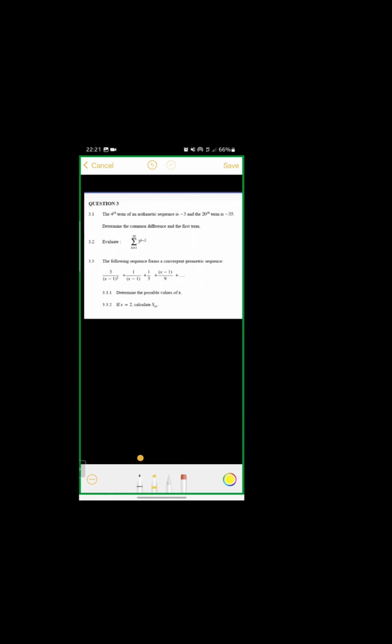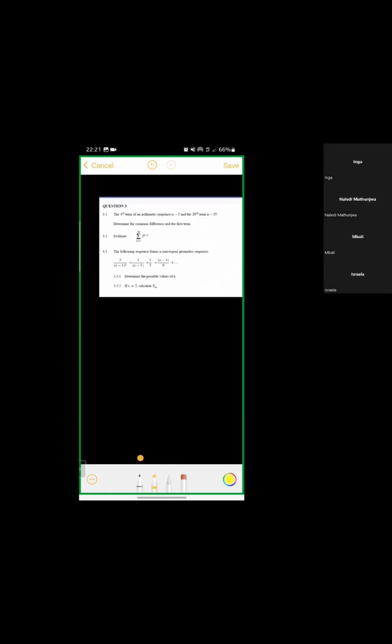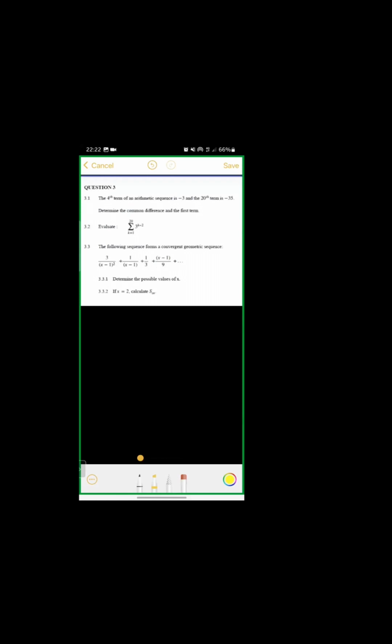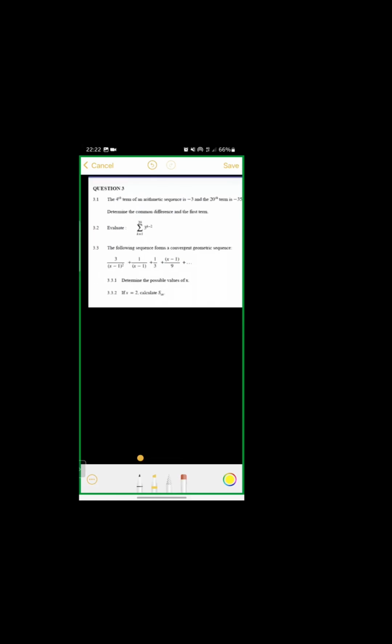Right. So here they tell us, this is question 3. I don't know which year it's from, but we know that it's sequence and series, right? Question 3 says the fourth term of an arithmetic sequence is -3, right? So let's write down our information. They say arithmetic, right?